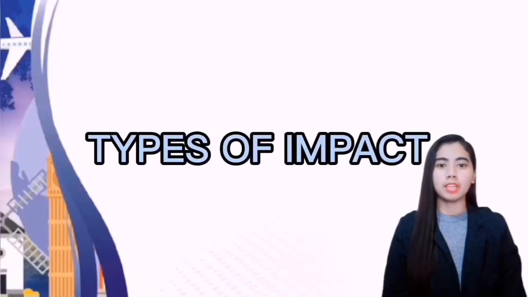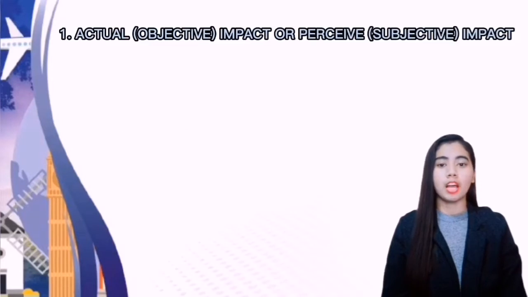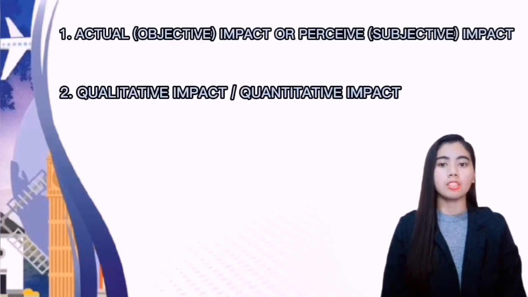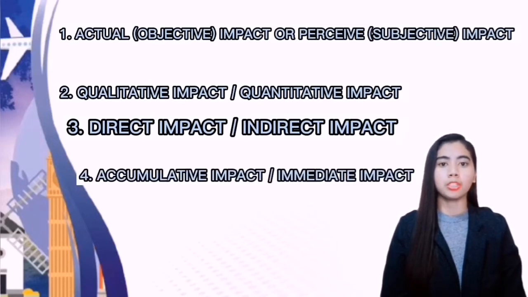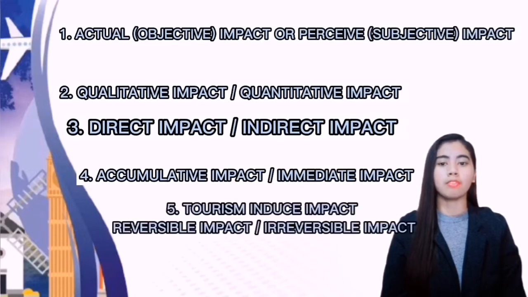Types of impact may be categorized in many ways. First, the actual objective impact or perceived subjective impact. Second is qualitative impact or quantitative impact. Third is direct impact or indirect impact. Fourth is accumulative impact or immediate impact. Fifth is tourism-induced impact. We have reversible and irreversible impact.